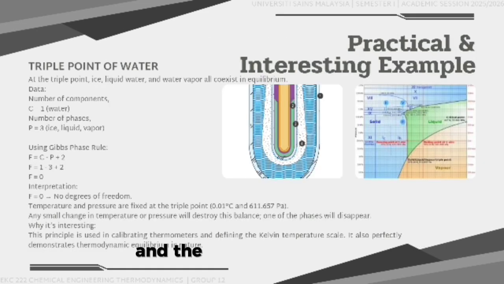And the triple point of water perfectly shows equilibrium, where ice, liquid, and vapor coexist at 0.01 degrees Celsius and 611.657 Pascal, used to calibrate thermometers and define the Kelvin scale.